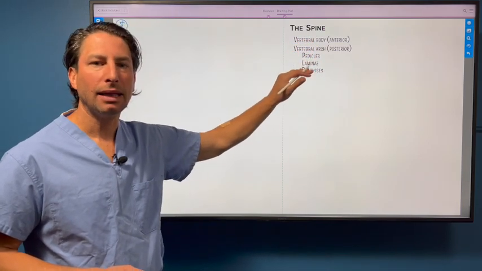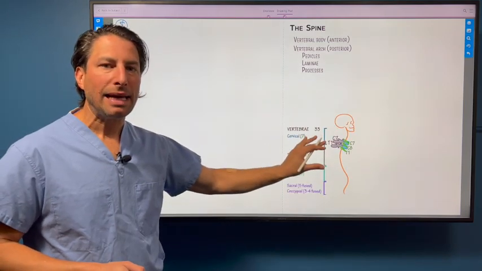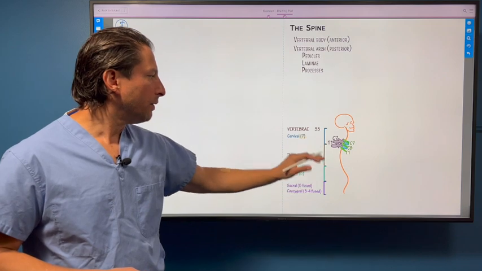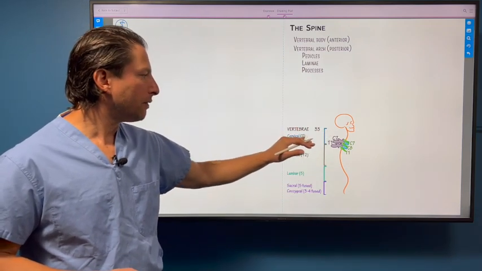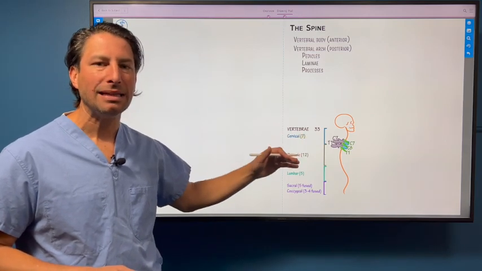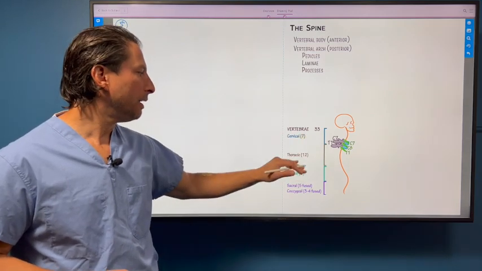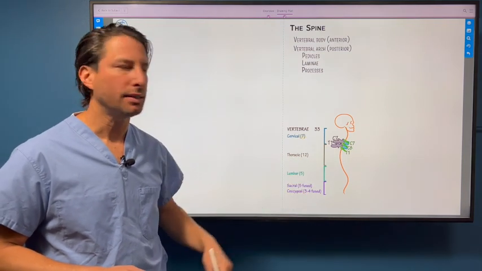arch has pedicles, laminae, and processes. When we look at the setup of the spinal canal here in sagittal view, we have 33 vertebrae. And the key thing to differentiate is that there are 7 cervical vertebrae, but then there'll be 8 cervical spinal nerves. There's 12 thoracic, 5 lumbar, and then there's sacral and coccygeal as well.